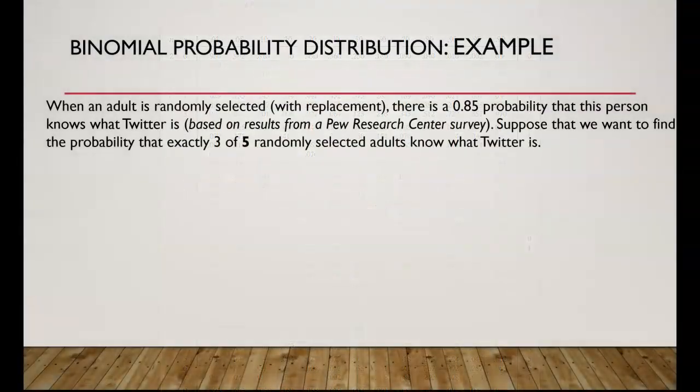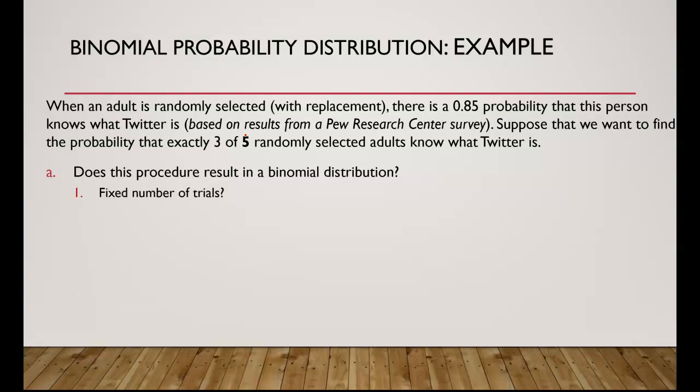When an adult is randomly selected with replacement, there is a 0.85, or 85%, probability that this person knows what Twitter is. Suppose that we want to find the probability that exactly 3 of 5 randomly selected adults know what Twitter is. First, let's identify whether this procedure results in a binomial distribution. Let's check for the requirements.